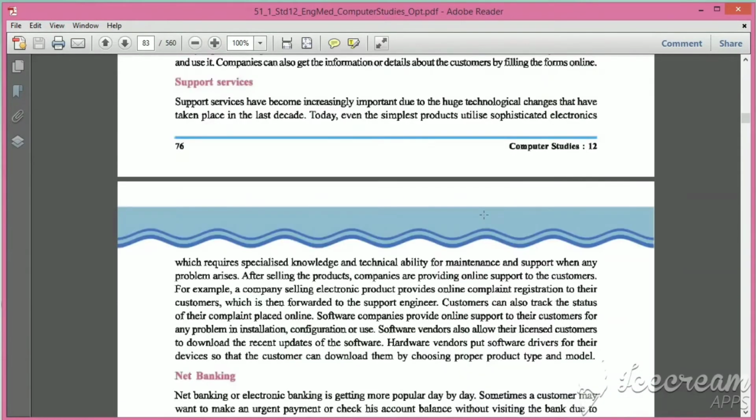The next one is support service. The support service has become increasingly important due to the huge technological changes that have taken place in the last decade. Today, even the simplest product utilizes sophisticated electronics which require specialized knowledge and technical ability for maintenance and support when any problem arises. Means you can get online information about that product, or the company gives online information to the customer related to that product.